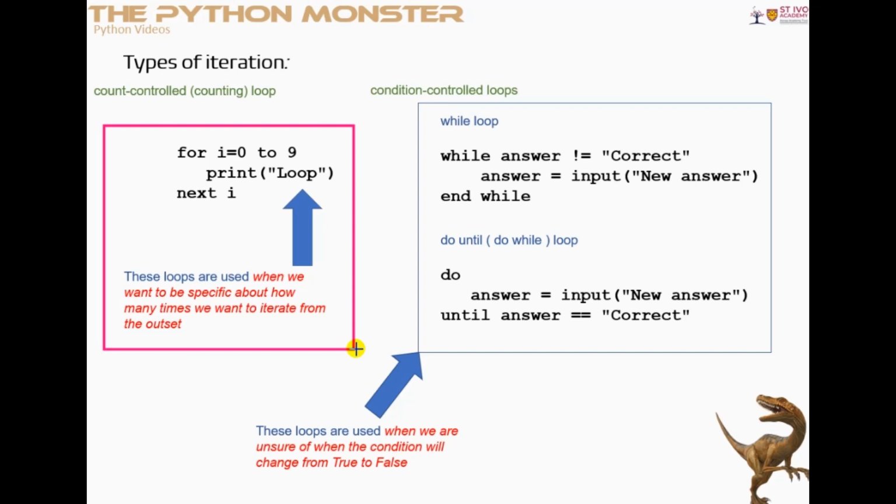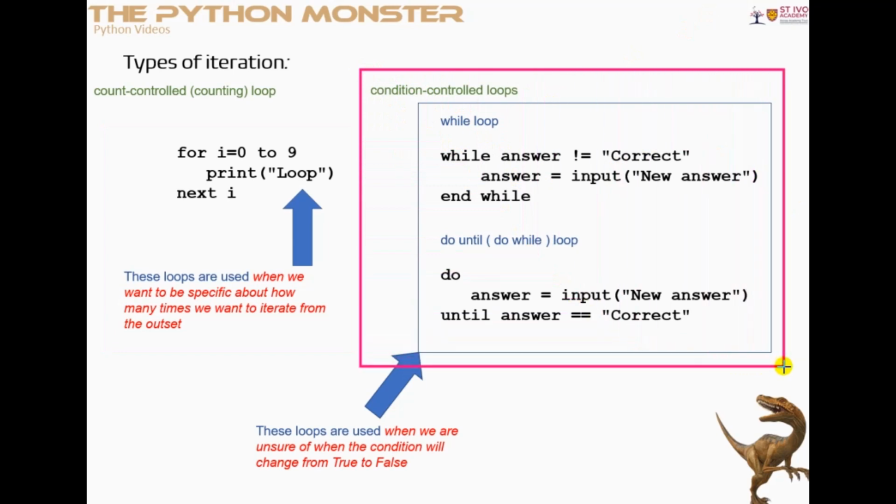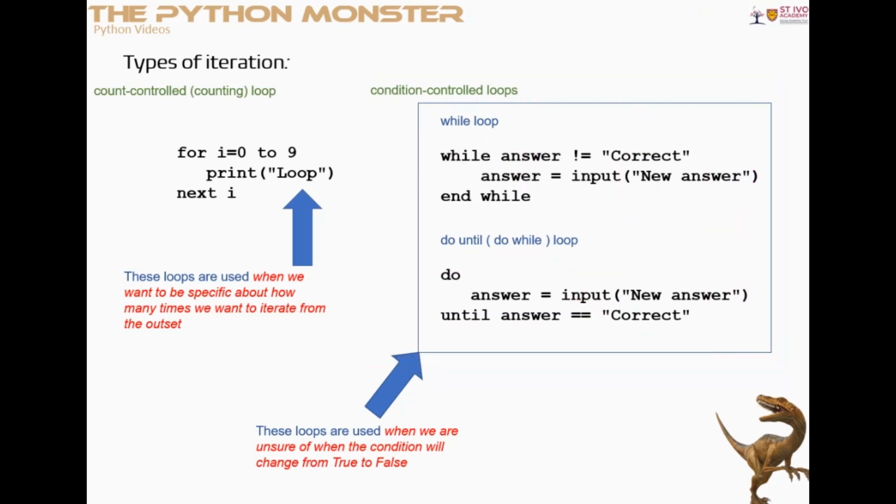The problem that we've got with that is that there are circumstances where we simply don't know in advance how many times we need to iterate. So that's why it says on the right hand side that condition controlled loops, so that's our while loop and our do until loop, are loops that are used when we are unsure of when the condition will actually change from true to false.